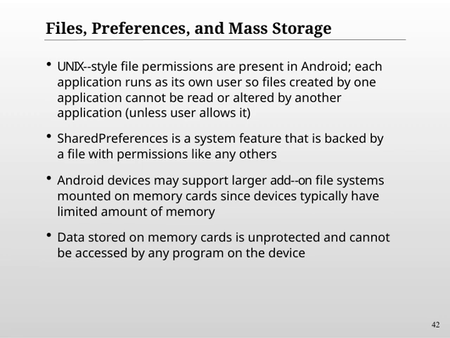First, you'll notice that Android uses Unix-style file permissions. This means each application runs as its own user, so files created by one app are generally protected from access by other apps. Of course, users can allow access if needed, but by default, this setup enhances security. Next, there's shared preferences, a system feature that stores small pieces of data in a file with permissions similar to other files. This allows apps to save user settings or state information efficiently, while still maintaining control over access rights.